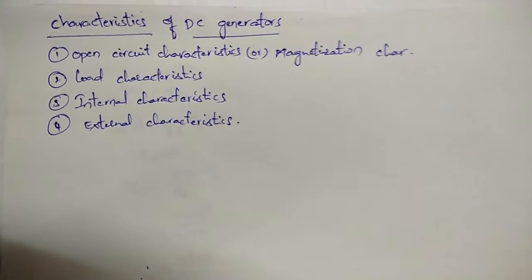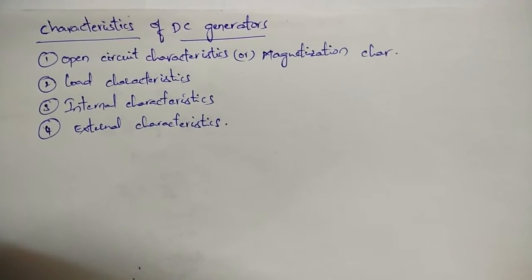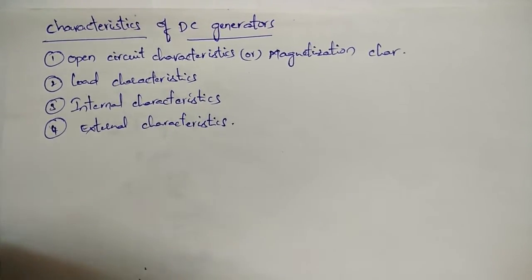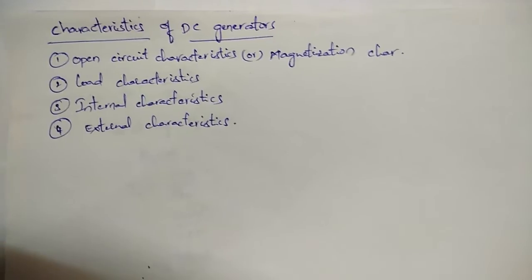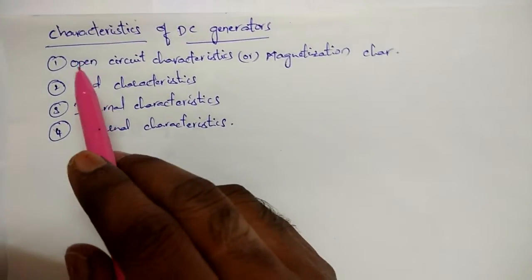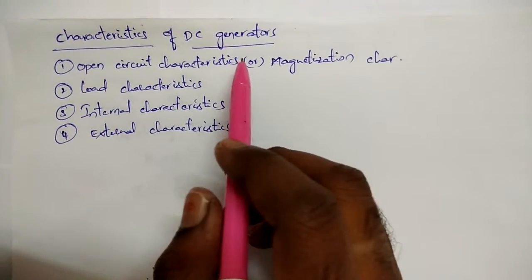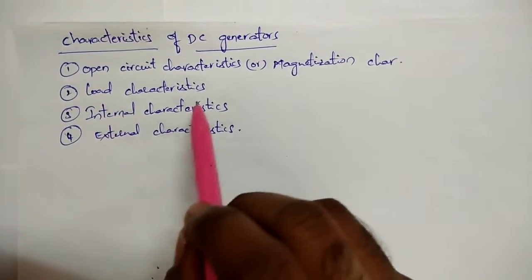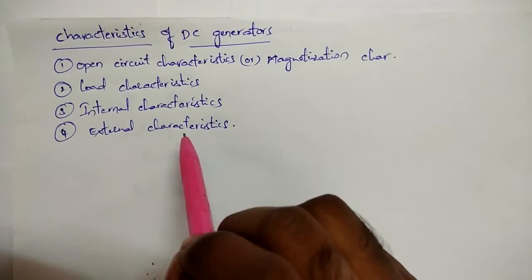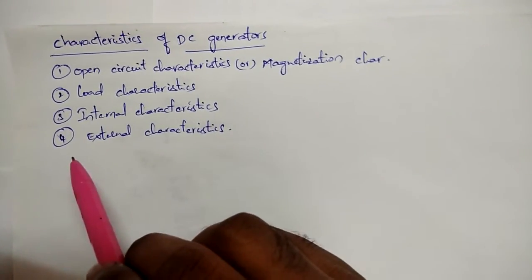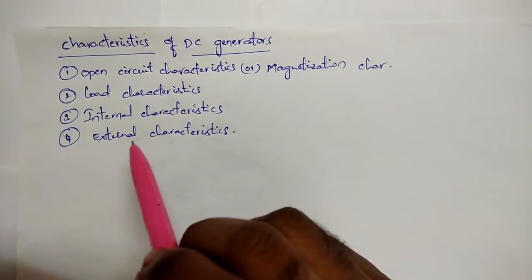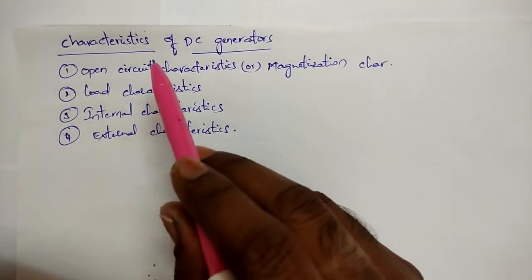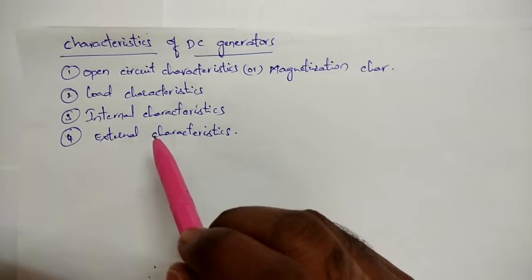Hi friends, today we will discuss the characteristics of DC generators. Mainly there are these characteristics written here. The first one is open circuit characteristics or magnetization characteristics, then load characteristics, internal characteristics, and external characteristics. There is also a fifth one, armature characteristics, but that is not that important. So let us see these four characteristics now.